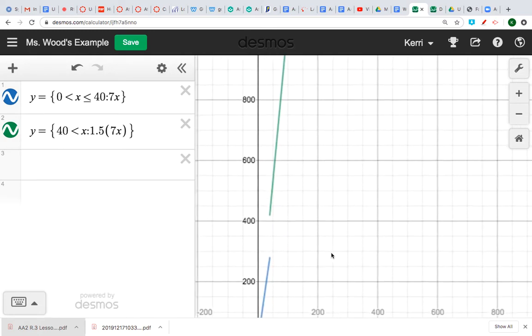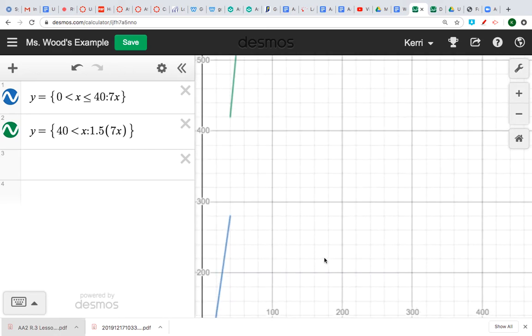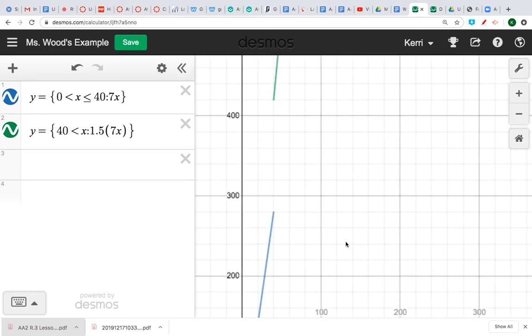Why is there a big space? Oh, because your pay jumps. So it jumps in rate from here to here. You can see that this is an open circle. This is a closed circle. And so you would get $280 for the first 40 hours.